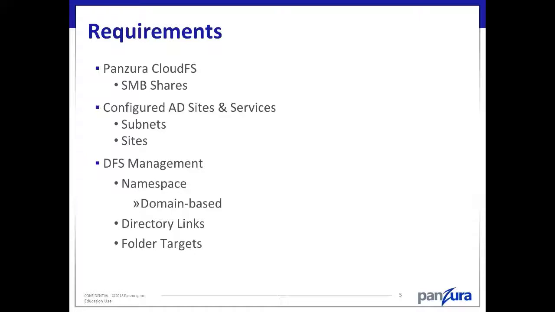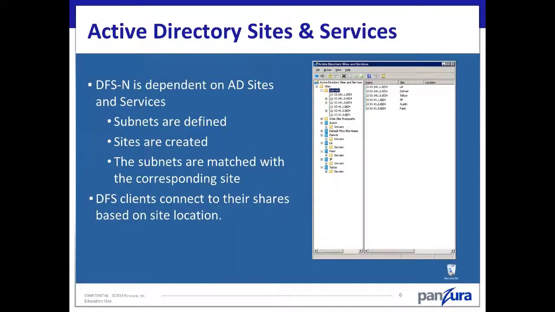So let's assume we already have the Panzura CloudFS set up and our SMB shares are ready to go. Next, let's take a look at Active Directory sites and services. DFS-N is dependent upon Active Directory sites and services, and sites and services helps DFS-N know where to send client connections. To do this, you're going to need to have the subnets defined, and we've got them already defined on this screen. And then after this, you're going to create the various sites. Next, you're going to add subnets to the corresponding sites.